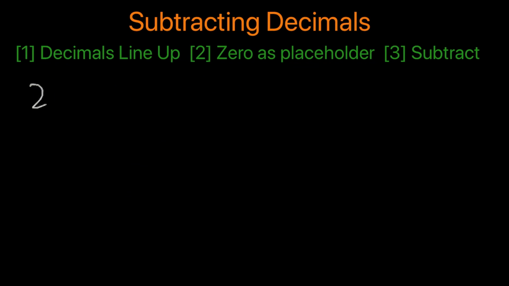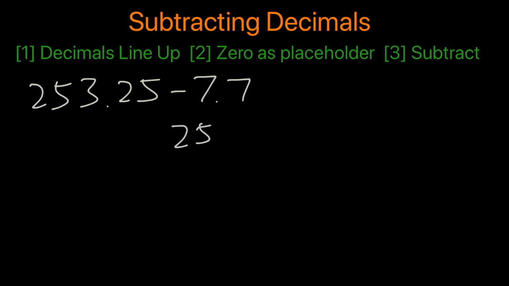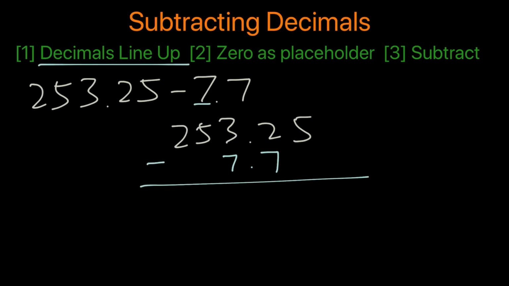Here is another one. 253.25 minus 7.7. Okay, so we'll rewrite this as 253.25. And then lining up the decimal point, 7.7, and then place a 0 as a placeholder here, then subtract.